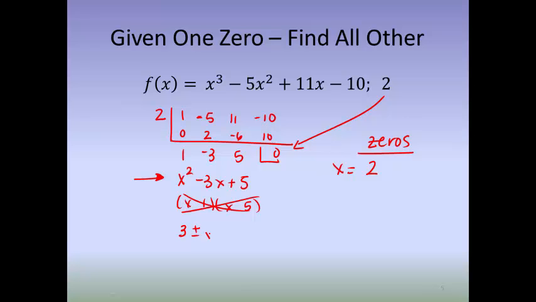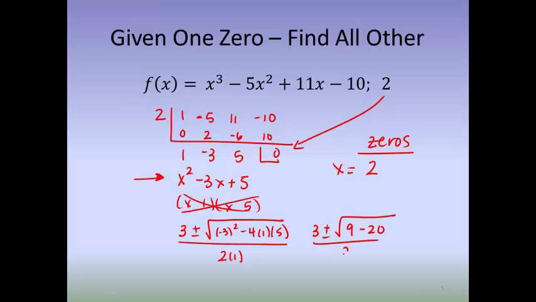So I have 3 plus or minus the square root of -3 squared minus 4 times 1 times 5 all over 2 times 1. That gives me 3 plus or minus the square root of 9 minus 20 all over 2, or 3 plus or minus i root 11 all over 2. So these are my other zeros that would go in my list. So remember, when they're asking for zeros, you have to find whatever method it takes to solve the equation down to the final x values.